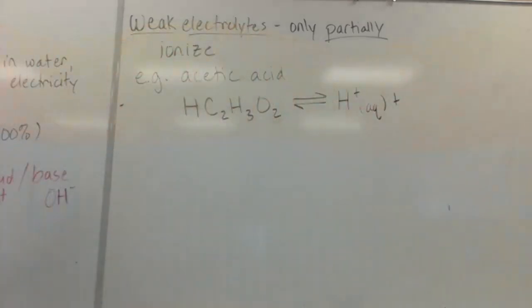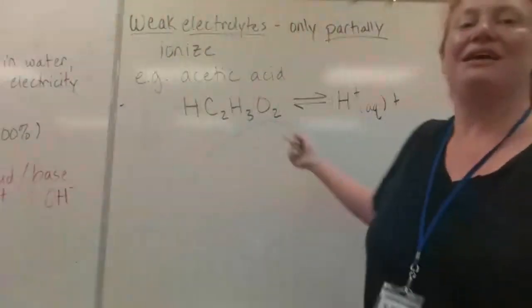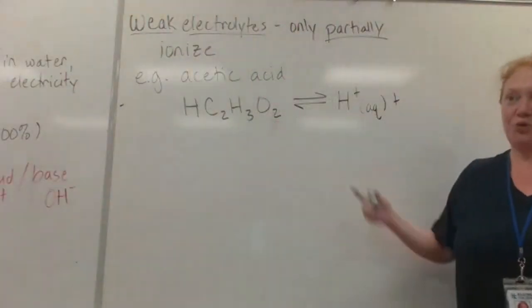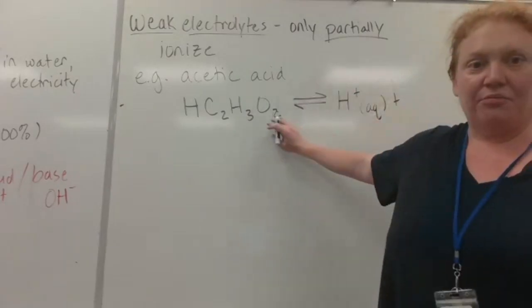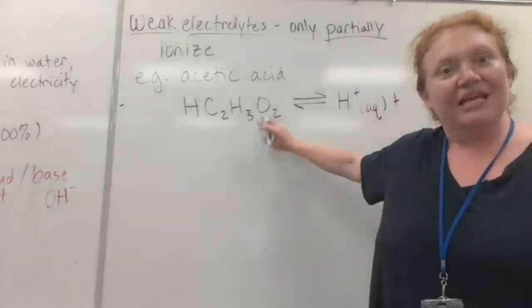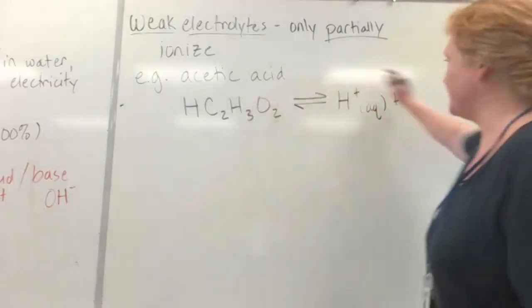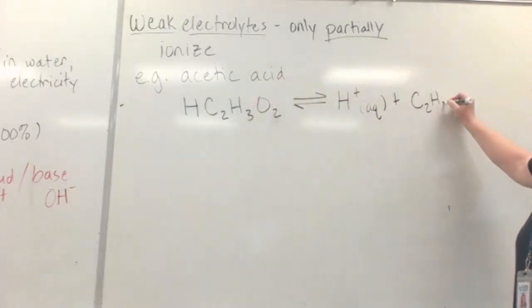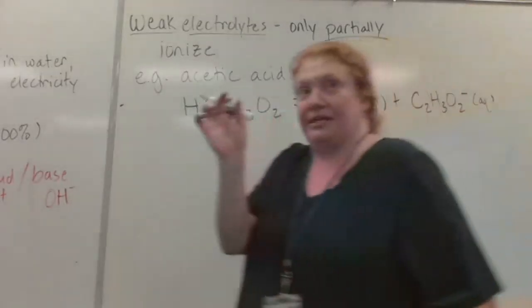What did I say that double arrow meant earlier this week? In equilibrium, it goes back and forth. That's still true. That is what's happening. Why does it keep going back and forth? Because this is weak. It doesn't 100% split and then it's done. It splits a little bit.